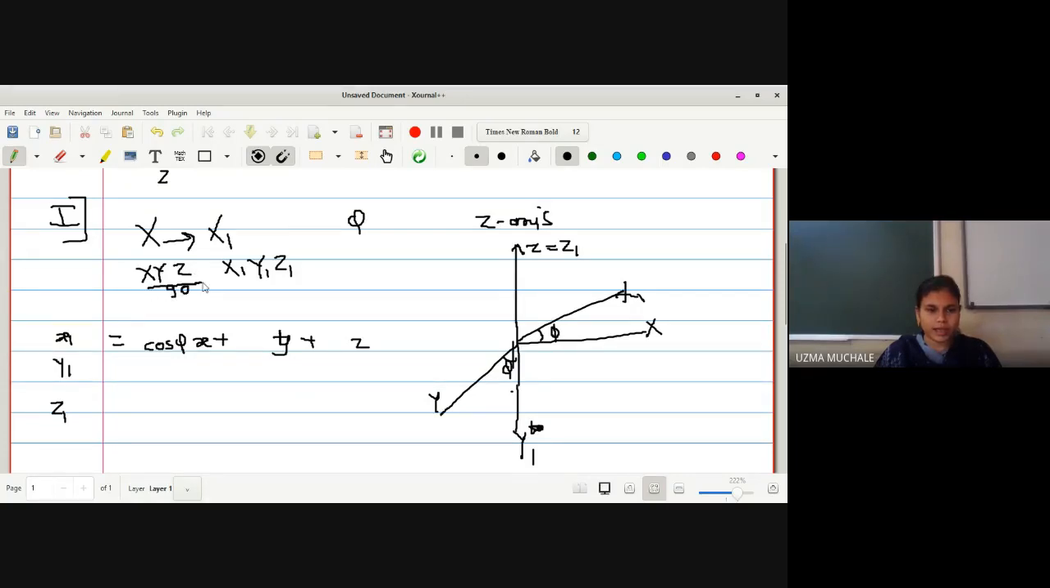Here also the angle between x1 y1, y1 z1, x1 z1 is 90 degrees, because these are our 3D spaces. So what is the angle between x1 and y? For that, first we find the angle between x1 y1, which is 90, plus this one. So we can write this as cos of 90 plus phi, correct?